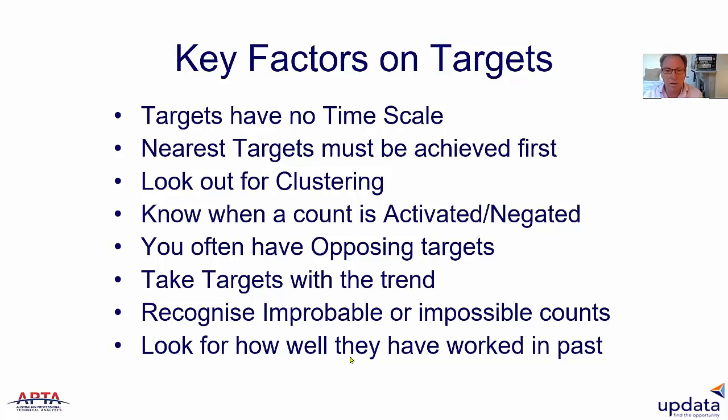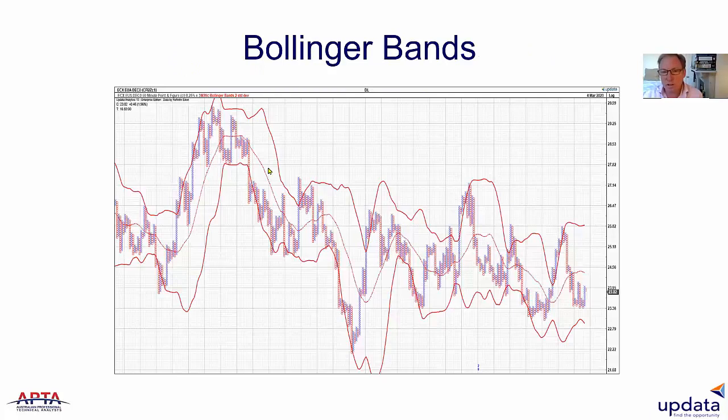And sometimes you get improbable targets, so that's quite key as well. And look for how well they've worked in the past. You can use technical analysis techniques on point and figure charts. Jeremy wrote a subsequent book on this, and you use the column reversals as your period. So this is a 20 column Bollinger Band 2 standard deviation chart.